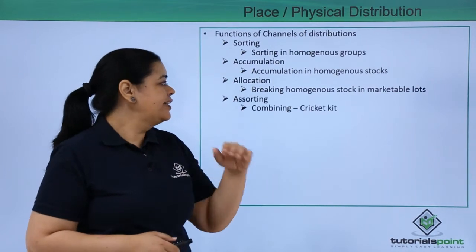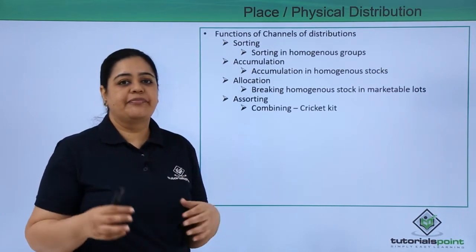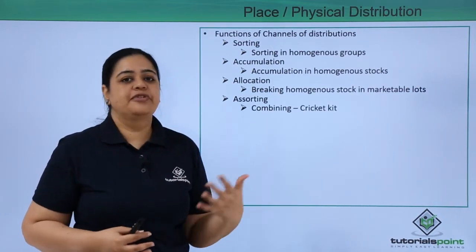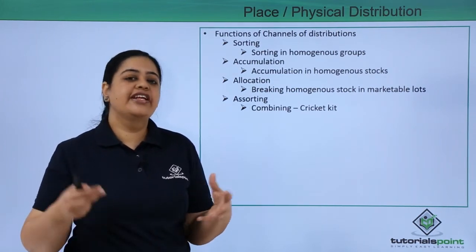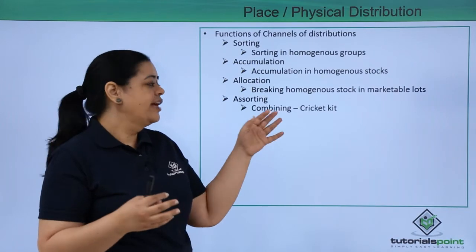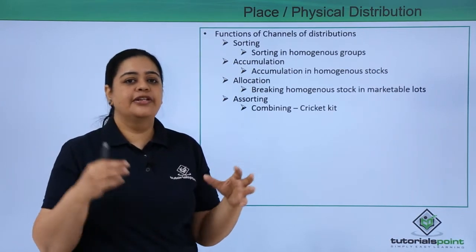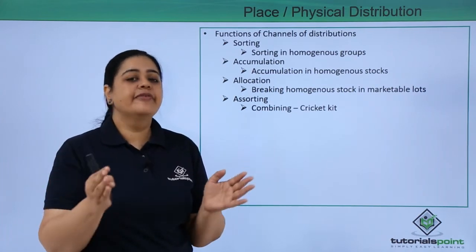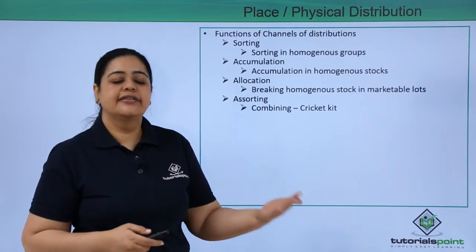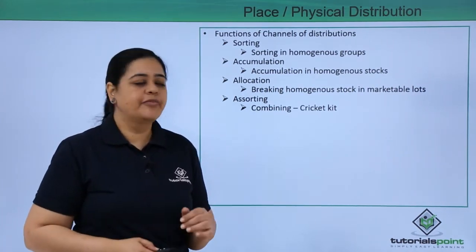Okay, then he will do the assorting. For example, a cricket kit. Now suppose the demand is for a cricket kit, so he will have to assort the goods, wherein he will combine the ball, the bat, the stumps, everything in a bag, and then make it a marketable product.